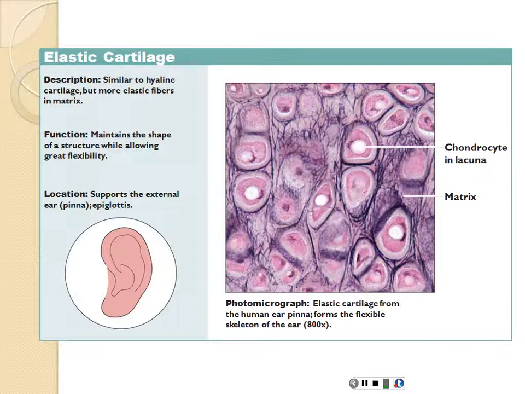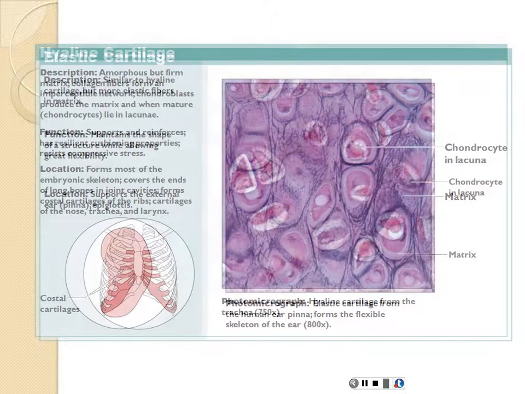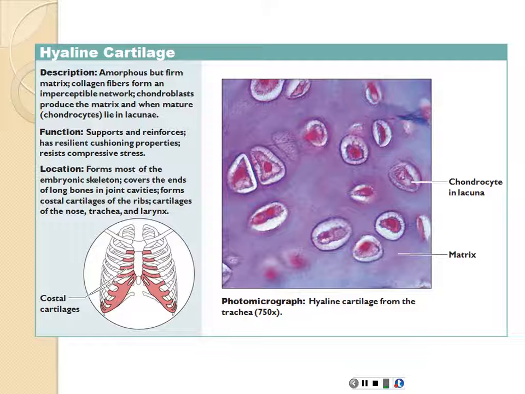Elastic cartilage is similar to hyaline cartilage, but there are more elastic fibers. If you look at the picture of the tissue, you can see the cells in here. What are the white spaces? The white spaces are called lacuna. This will come up in this chapter and the next few chapters. You should know that the lacuna is the white space that the cell lives in.